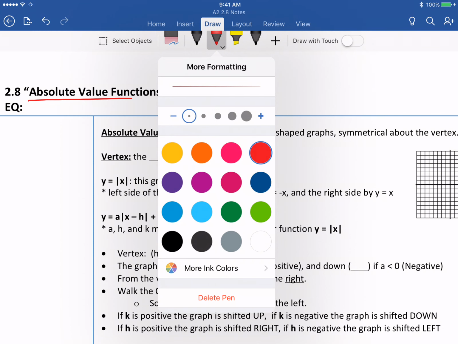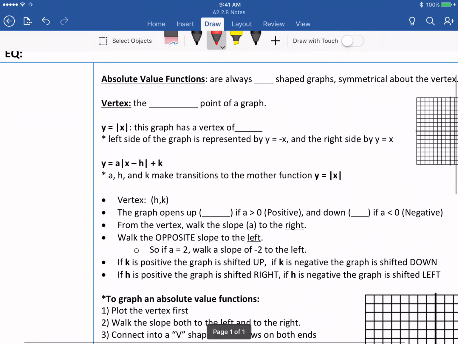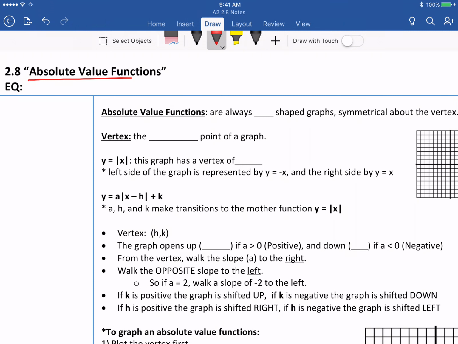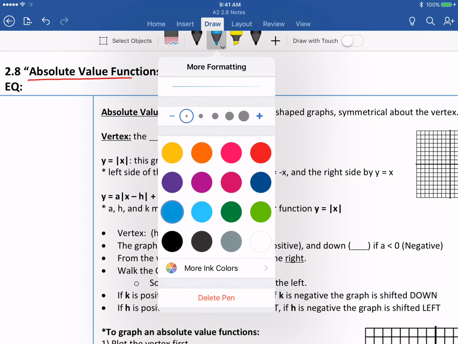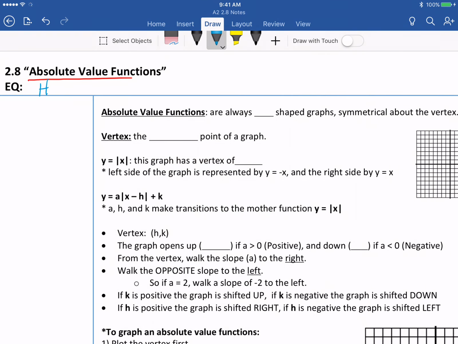Alright, so today we are looking at graphing absolute value. So, first of all, essential question: how do I graph absolute value equations and functions?